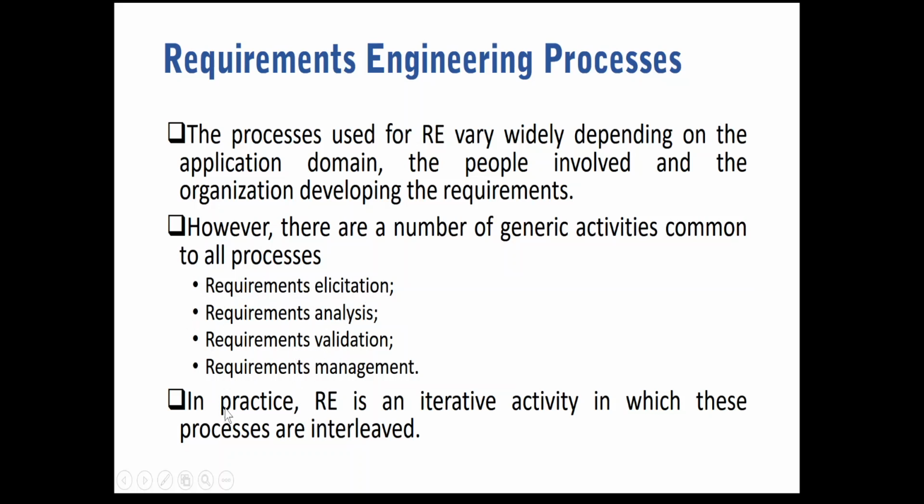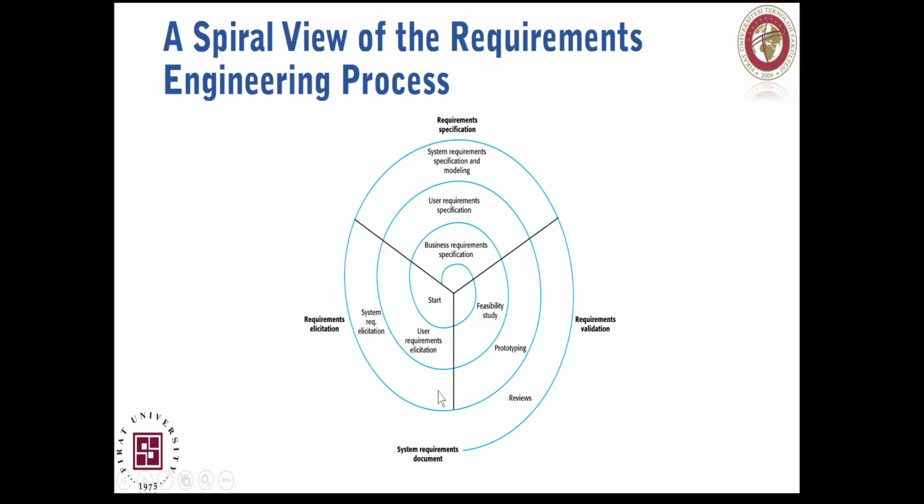No. Usually these stages or processes are interleaved. What does it mean? That means we usually do them at the same time. Not exactly all of them at the same time, however, they are interleaved. So we may have some of the elicitation intersecting with analysis, some of the analysis intersecting with validation, and so on. This is what it means. We have a spiral view of the requirements engineering process. This is extremely important. Why? It shows you how these are interleaved.